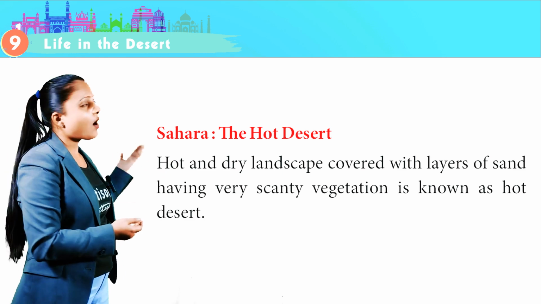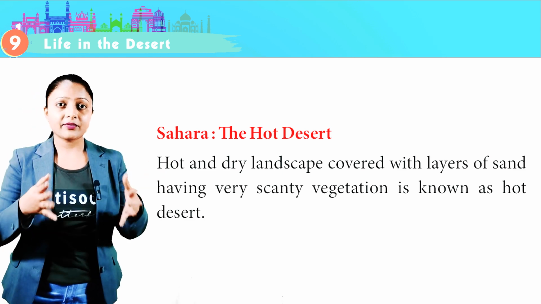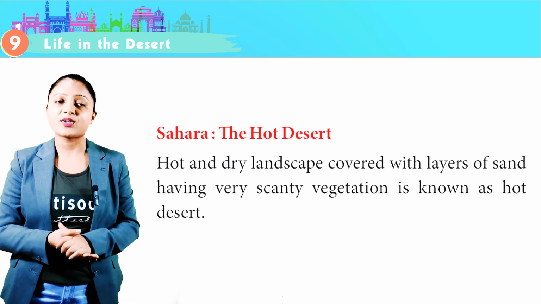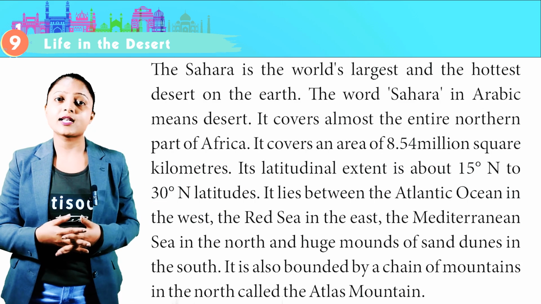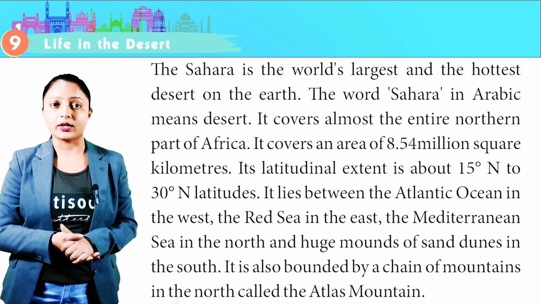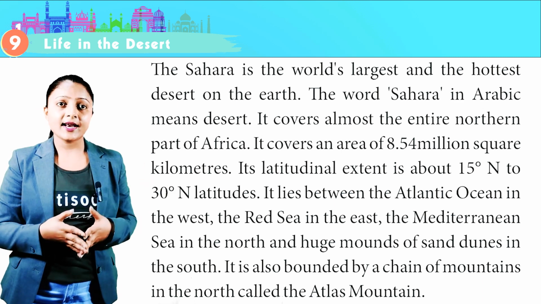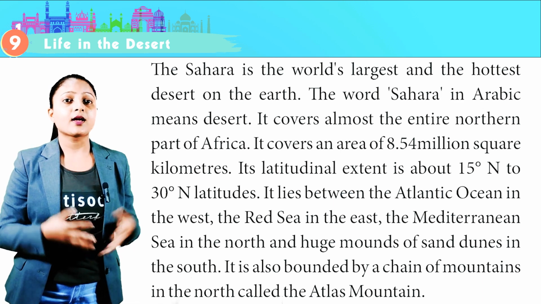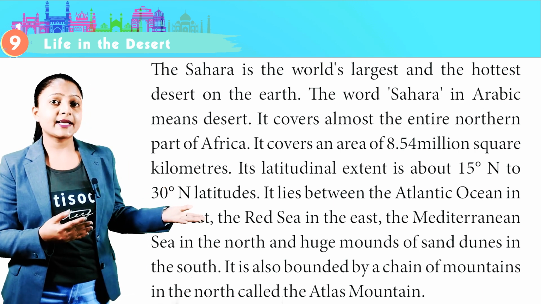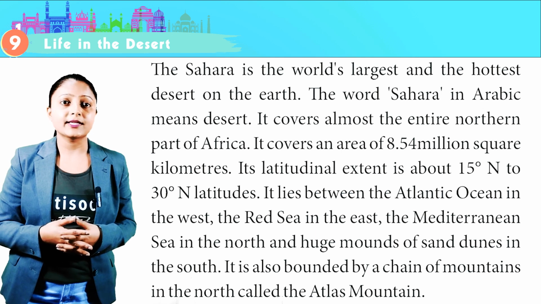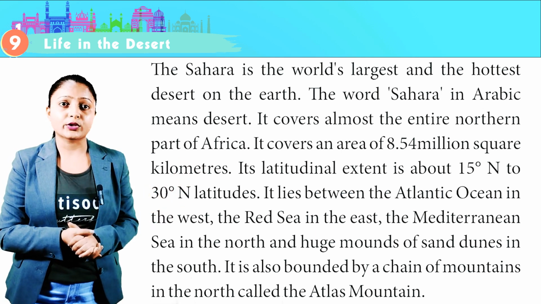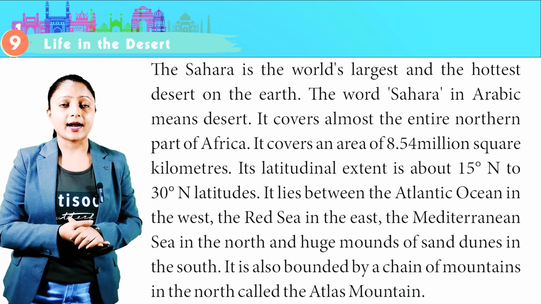Sahara, the hot desert. Hot and dry landscape covered with layers of sand having very scanty vegetation is known as hot desert. The Sahara is the world's largest and the hottest desert on the earth. The word Sahara in Arabic means desert. It covers almost the entire northern part of Africa. It covers an area of 8.54 million square kilometers.